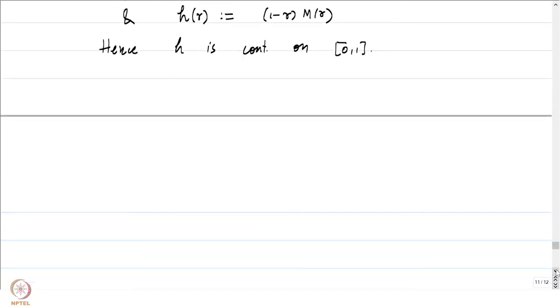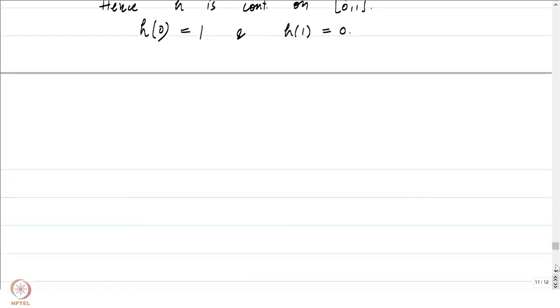Let us observe a few things. What is H of 0? H of 0 is 1 times M of 0. M of 0 is mod F prime of 0, which is equal to 1. And H of 1 is just equal to 0. So, by continuity, there is a neighborhood of 1 where H is strictly less than 1.